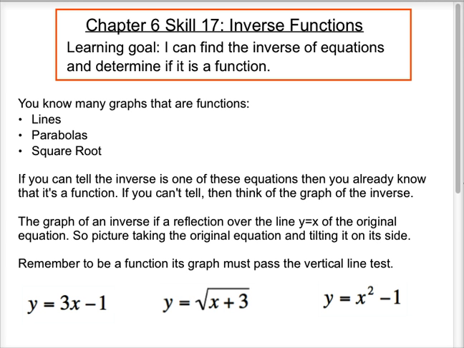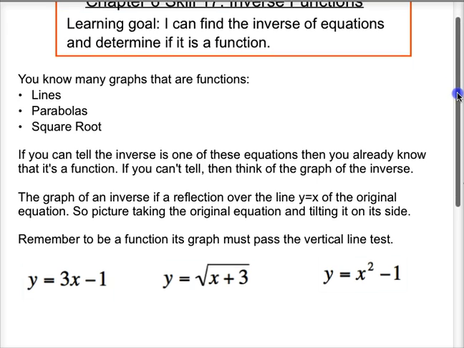So remember, graphically, the inverse is a reflection over the y equals x line of the original function. So what that means is that you can picture taking the graph, tilting it on its side, and thinking if that passes the vertical line test or not. So let's take a look.